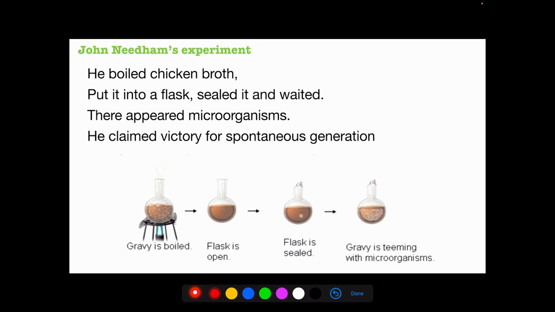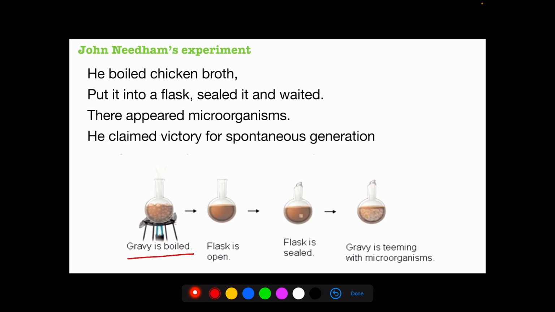Now, everyone knew that boiling killed microorganisms. However, Needham wanted to find out if microorganisms appeared spontaneously after boiling. And so what he did was he tried to disprove Francisco Redi's conclusion. And so he boiled a chicken broth. Then he put it into a flask, sealed it, and waited for some time.